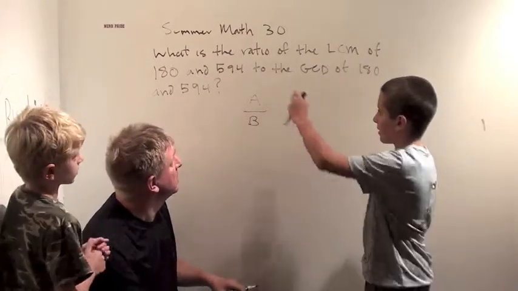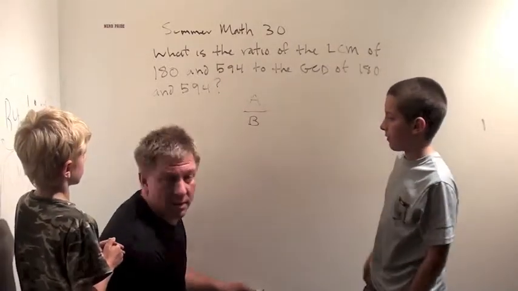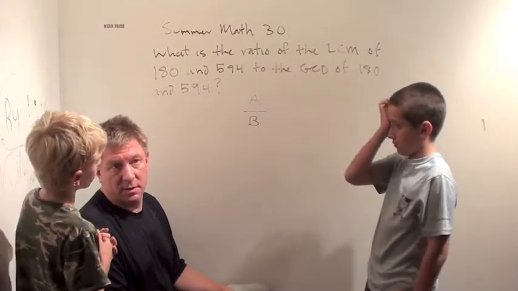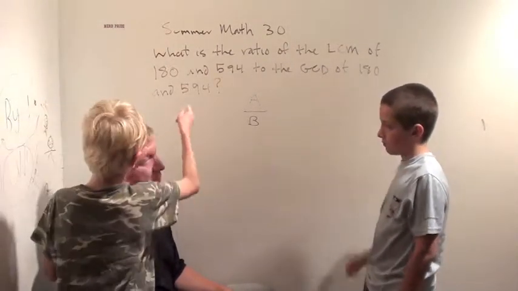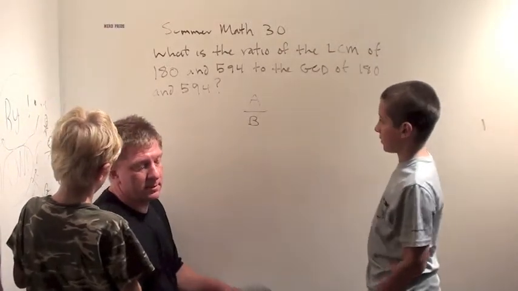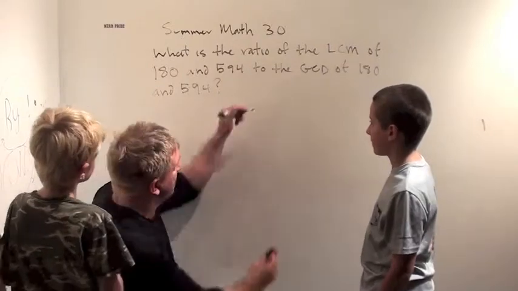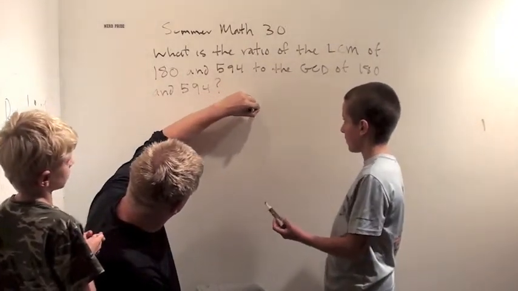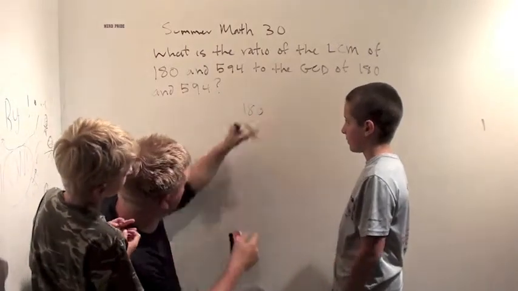We need to factor 180 and 594. Is that what you were thinking? Well, I was thinking we have to find all of that out. Yeah, but to find that stuff, you should probably factor these numbers. If we factor, it's going to be a lot easier. So 180. Okay. What does 180 factor into?